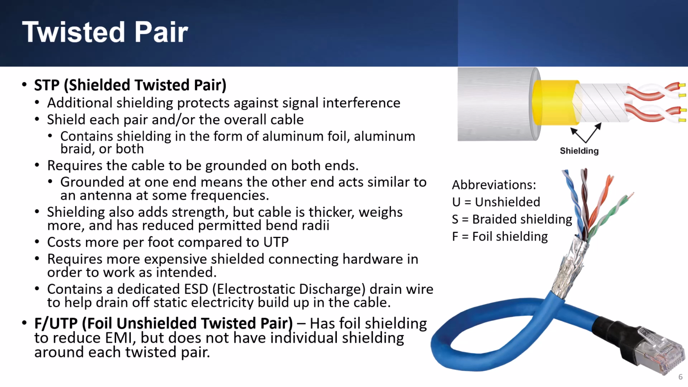Foil unshielded twisted pair, or FUTP, has foil shielding to reduce EMI, but does not have individual shielding around each twisted pair.